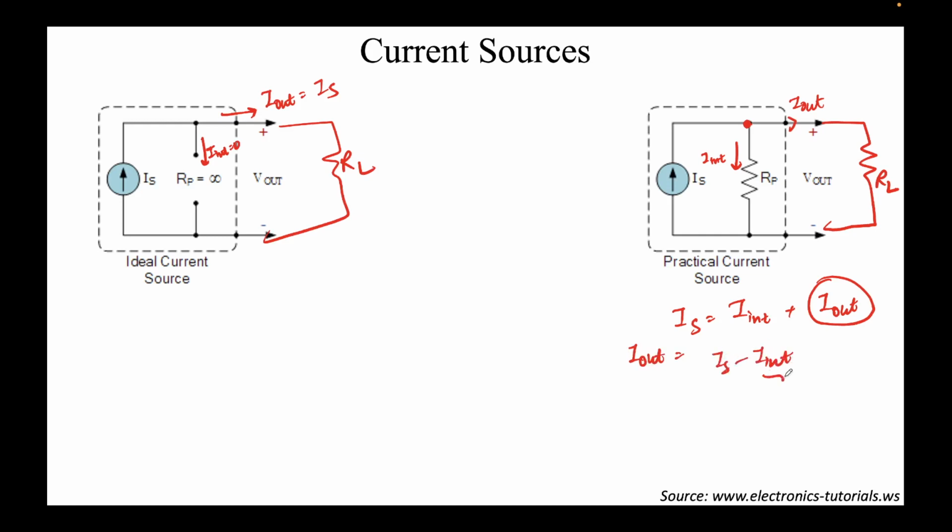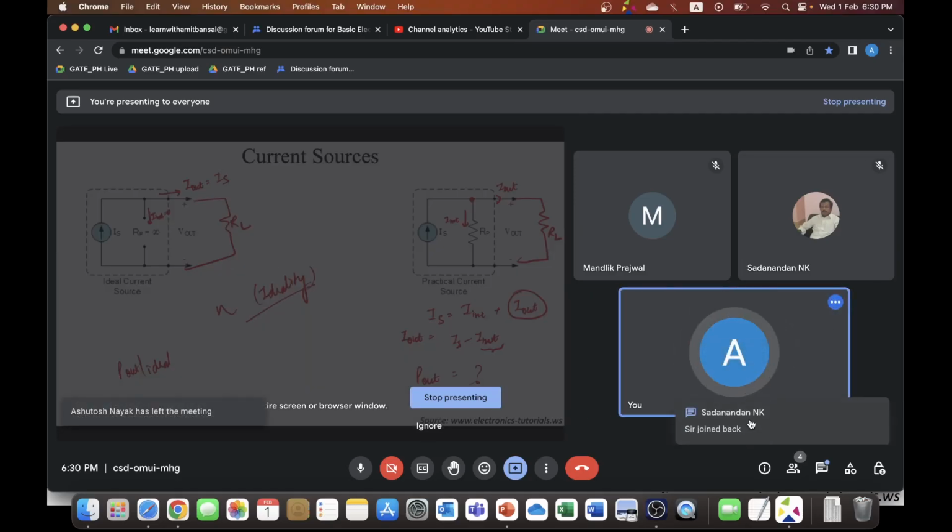So if some current is lost inside, this means this practical current source is not as efficient as compared to the ideal current source. There are formulas you can use, for instance, to derive the power out in this case, and you can also derive the power in the ideal case. And there are some ideality factors, the eta ideality factor. I have a video on this on my YouTube channel, you can refer to that if you are interested. But the summary here is that the practical current source has some inefficiencies associated with it.